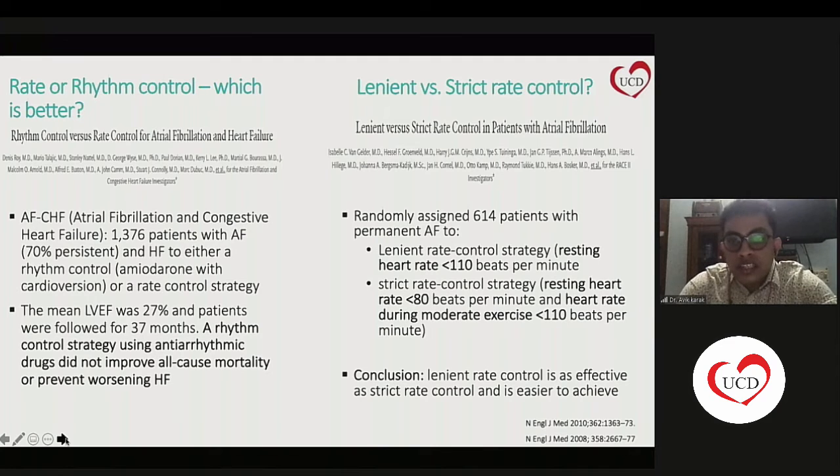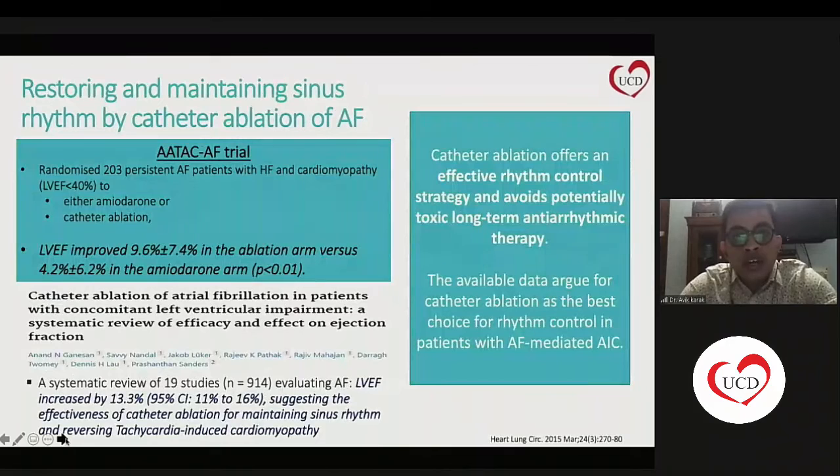Lenient rate control, a resting heart rate less than 110 beats per minute, versus strict rate control, a resting heart rate less than 80 and a heart rate of less than 110 with moderate exercise: it has been shown that lenient rate control is as effective as strict rate control and is easier to achieve. Now, if we look into restoring and maintaining sinus rhythm by catheter ablation, various studies have shown that catheter ablation offers an effective rhythm control strategy and avoids potentially toxic long-term antiarrhythmic therapy. The available data argue for catheter ablation as the best choice for rhythm control in patients with AF-mediated arrhythmia-induced cardiomyopathy.